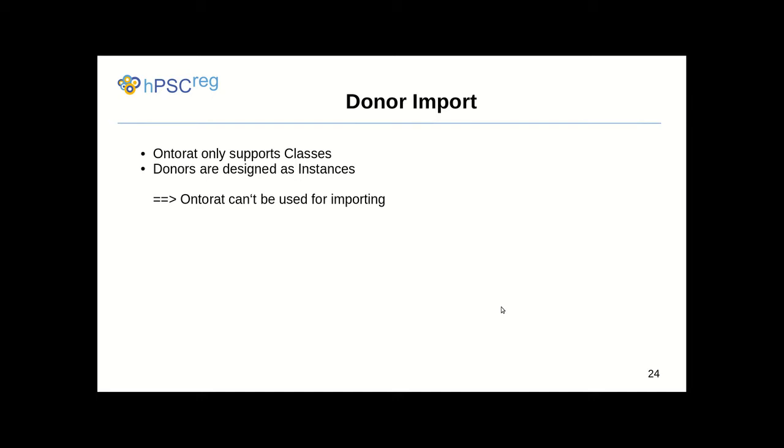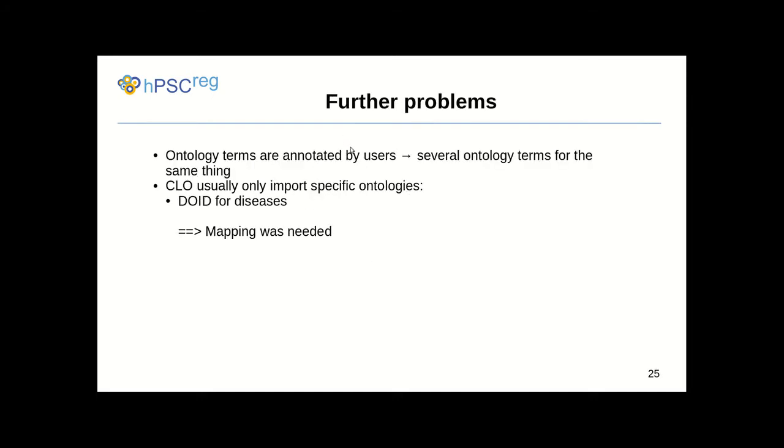And we had to do the import of the donor separately because the robot tool only supports classes, but donors are designed as instances. Therefore we can't use robot for importing. And thankfully Edison Ong from the He group first wrote some scripts to automatically import the donor information as instances into the OWL file. Further problems that arose due to the import of the cell lines were that the ontology terms in hPSCreg are annotated by users, and therefore they use several ontology terms for the same thing. And the CLO usually imports only specific ontologies.